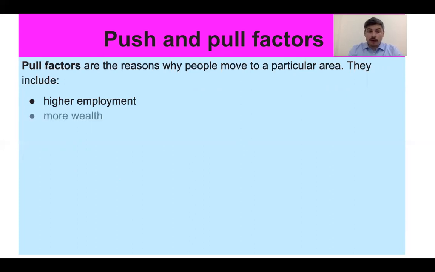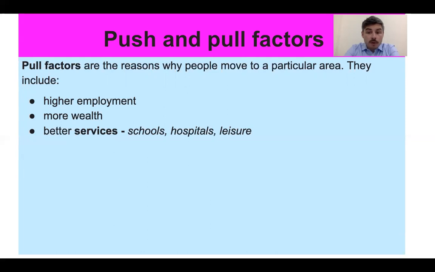What do jobs provide? Wealth. More jobs means more money, more opportunities, people can get richer. So if your city or country has lots of jobs, lots of money, they're going to attract more people. Better services. So schools, hospitals, leisure, as we talked about with the push factors, if a city provides all of these things, it's going to be more attractive. Good climate. So you want somewhere that isn't 50 degrees hot all the time, but at the same time isn't raining and cold. A climate that's in the middle, that will be perfect and it will attract people.